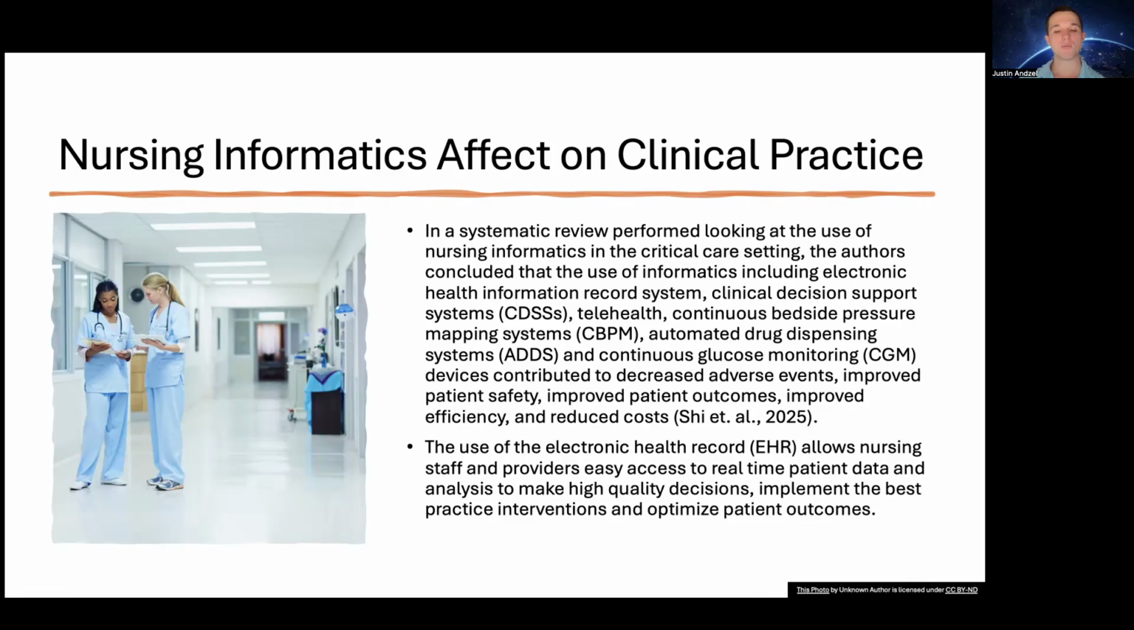The EHR also provides high-quality patient data and analytics to be viewed and shared to all members of the interdisciplinary care team, leading to proficient communication and fewer mistakes.